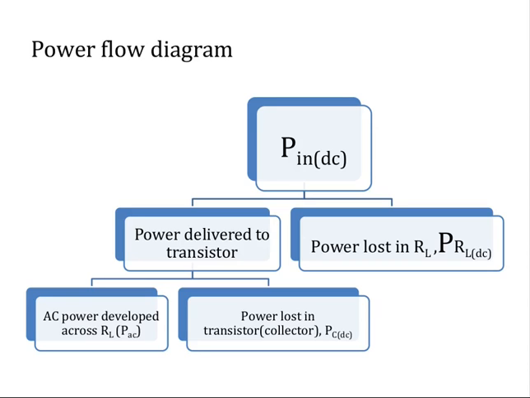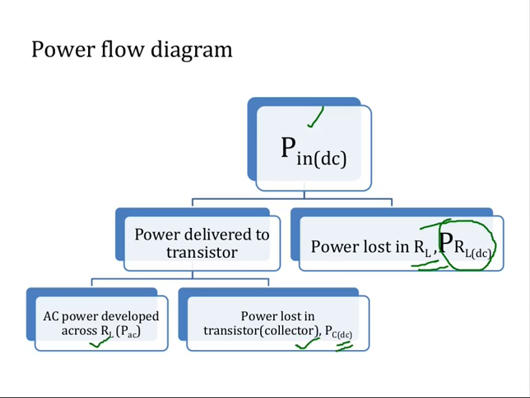Now the power flow diagram is simply showing you what is happening to the power that is drawn by the amplifier. So the power drawn is the input power, DC input power. From that, power is lost in the RL, and that is the DC power which is lost in RL. Now power is delivered to the transistor. What is happening to the power delivered to the transistor? AC power is developed across RL, which is PAC, and power is lost in the collector in the form of heat. That is the DC power which is lost in the transistor.